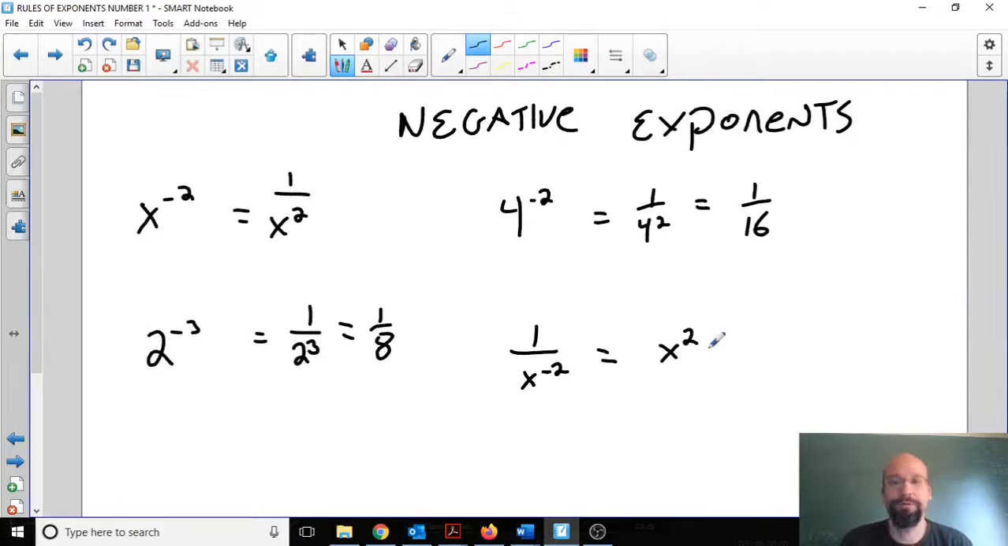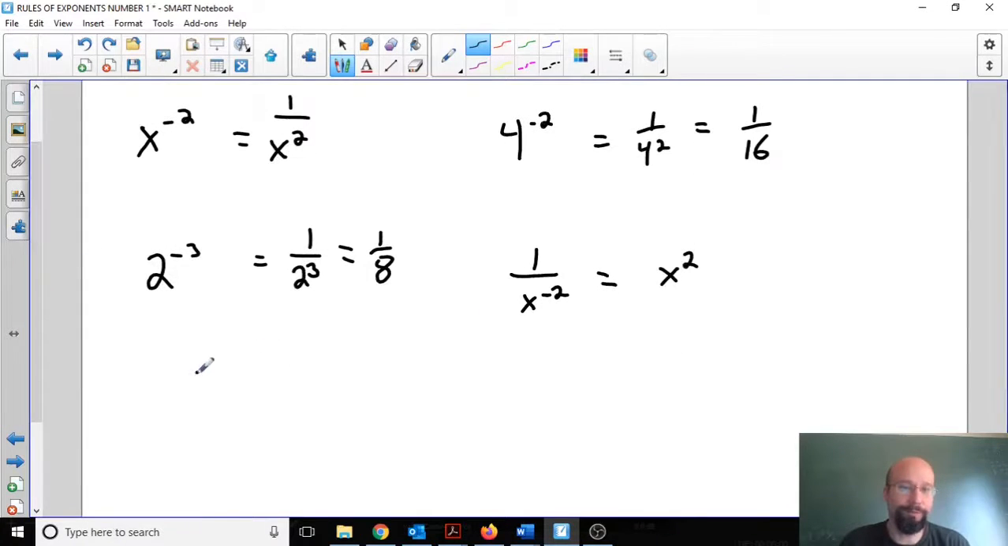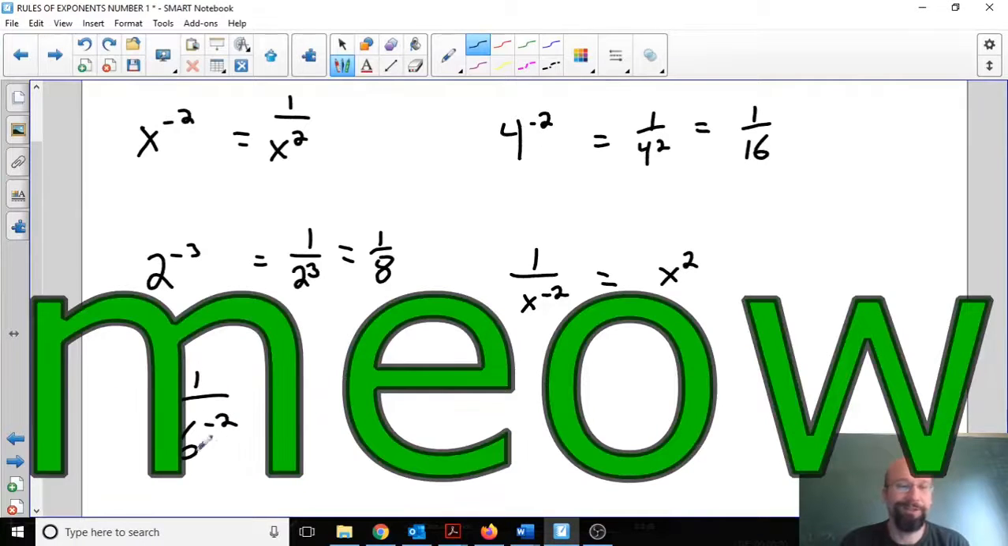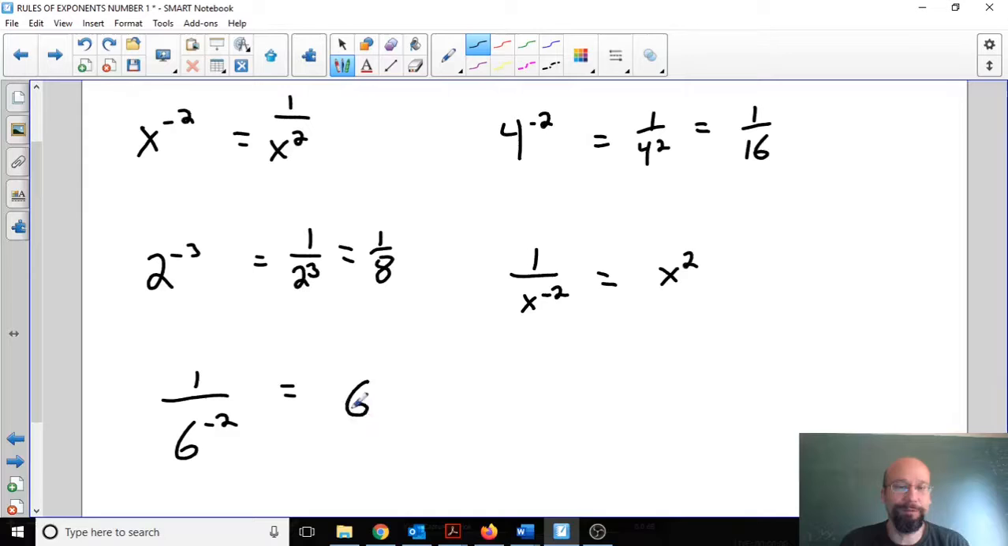All the rule states is that if there's a negative exponent, you have to flip it. If it's on the top like this one, it comes to the bottom. If it's on the bottom, then it comes to the top. So one more, 6 to the negative 2. It's on the bottom, 1 over 6 to the negative 2, so you have to change it to positive and move it to the top, 6 squared.